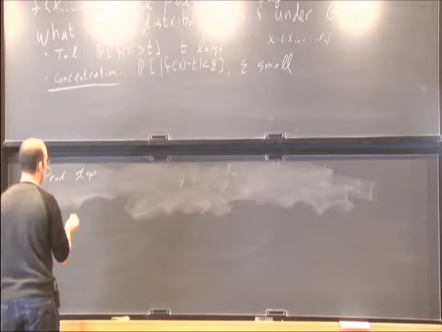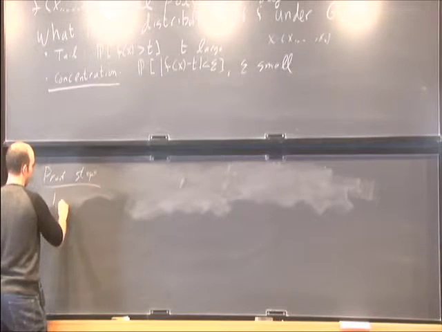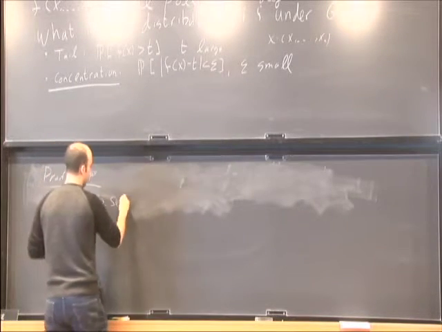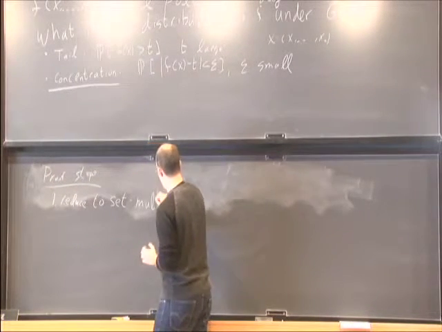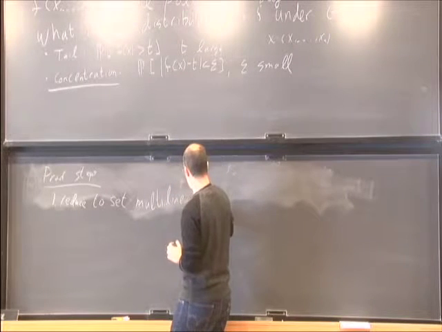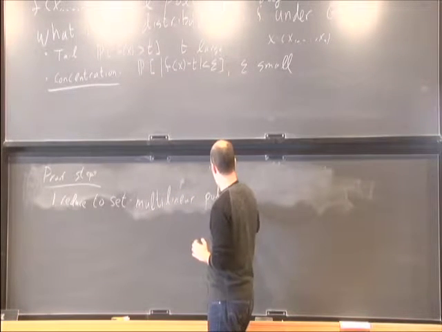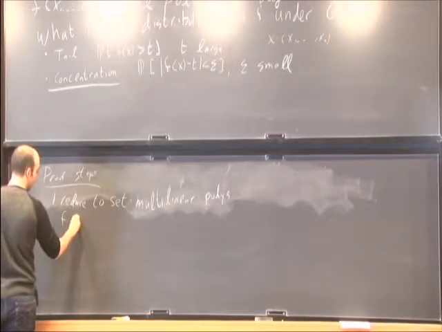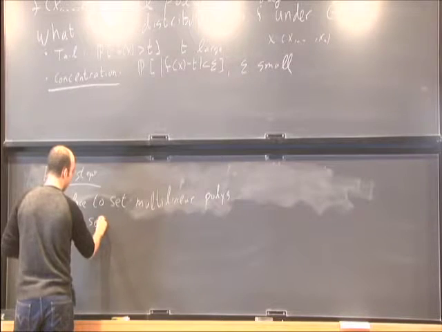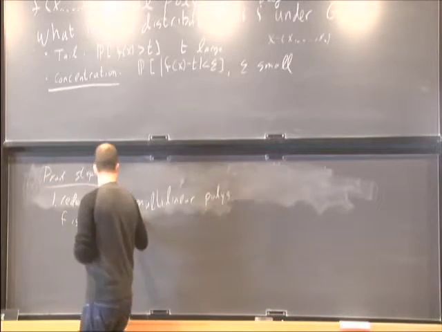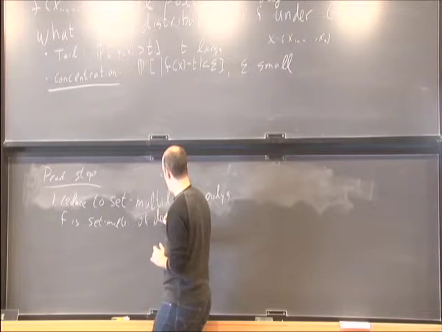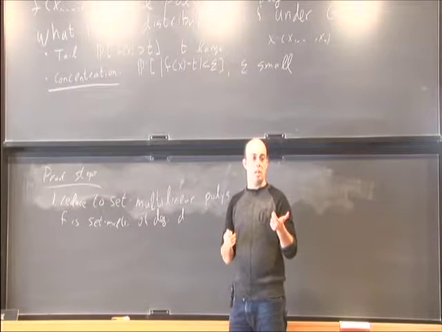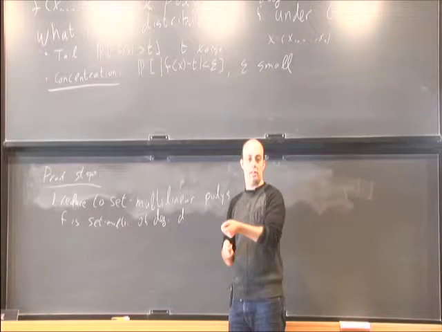Okay. So the proof steps, as I said, will be two steps. One will be to reduce to set multilinear polynomials. So what are set multilinear polynomials? So f is set multilinear of degree d if you can partition the variables into d sets, and each monomial is a product of exactly one variable from each set.